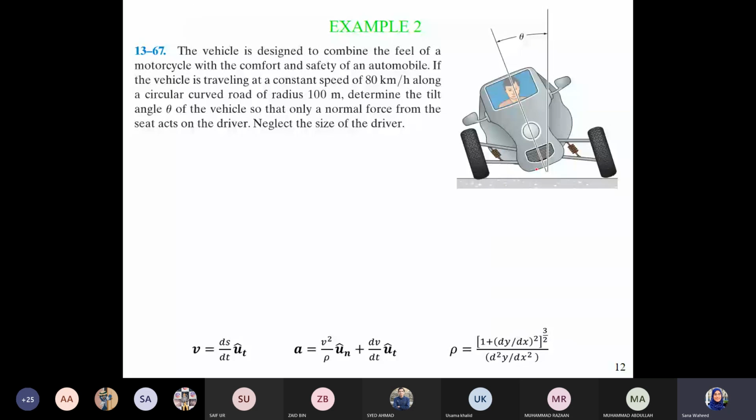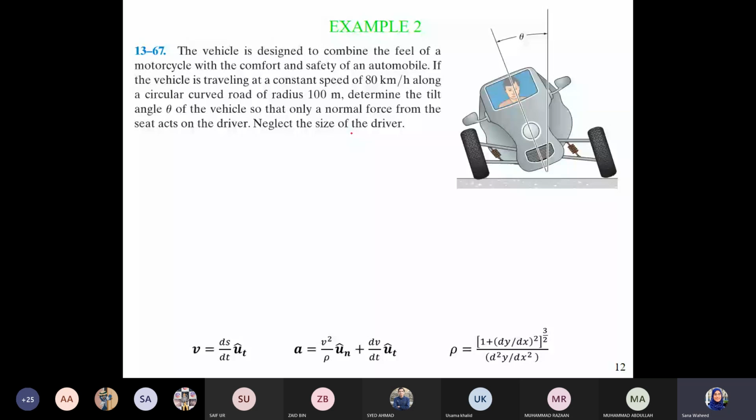Okay, so we've got a vehicle which is designed to combine the feel of a motorcycle with the comfort and safety of an automobile. If the vehicle is traveling at a constant speed of 80 kilometers per hour along a circular curved road of radius 100 meters, determine the tilt angle theta of the vehicle so that only a normal force from the seat acts on the driver. Neglect the size of the driver.